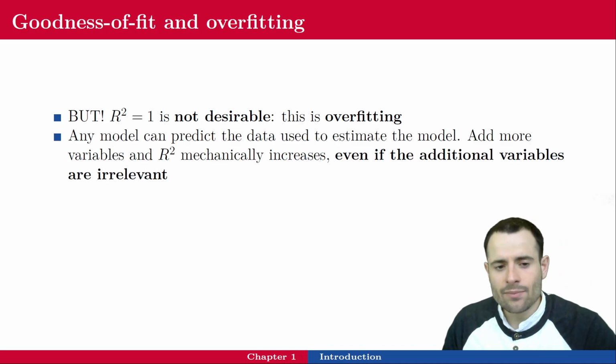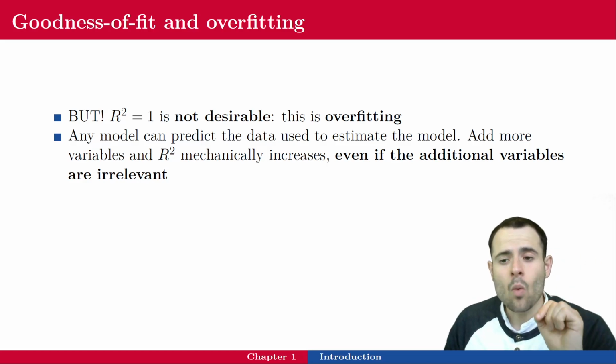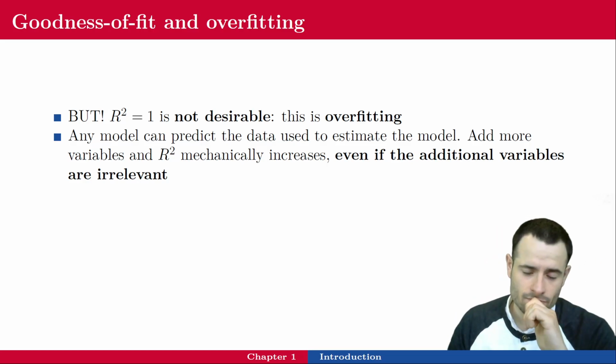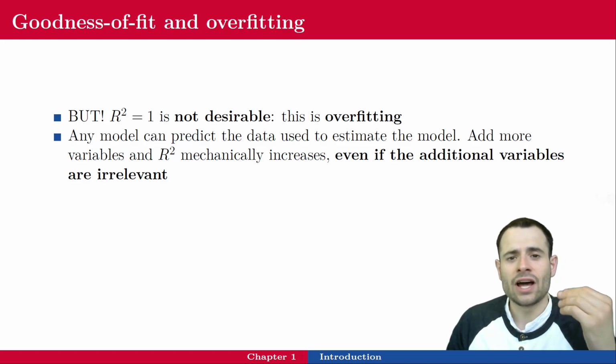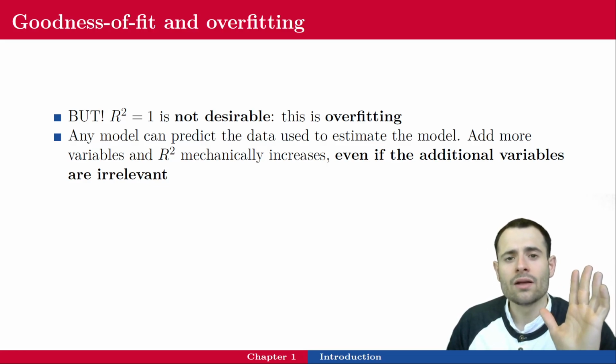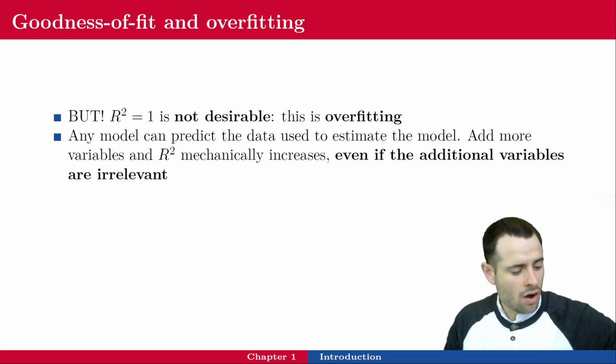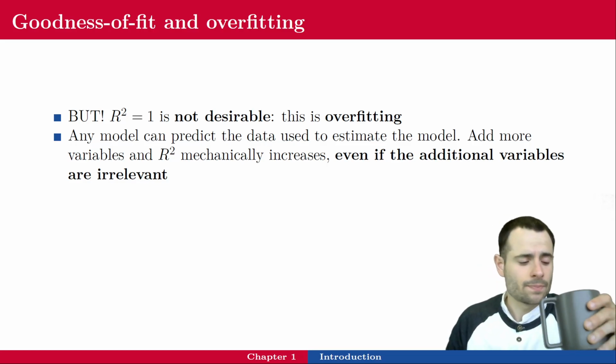But the thing is, any model can predict the data used to estimate the model. You add more variables, and the R square will always mechanically increase. It's actually a mathematical result, even when the additional variables are irrelevant. So if you want to make your R square high, just add a bunch of variables, even some which supposedly have no impact on Y. That will make the R square increase. But it does not increase the quality of your predictions, because your predictions are coming from meaningless variables.